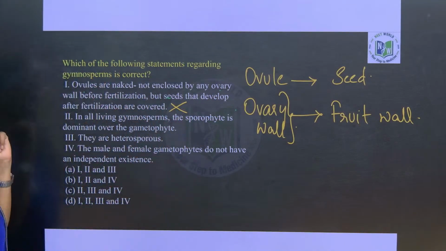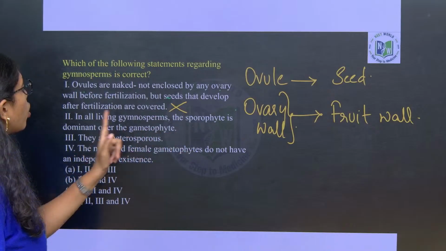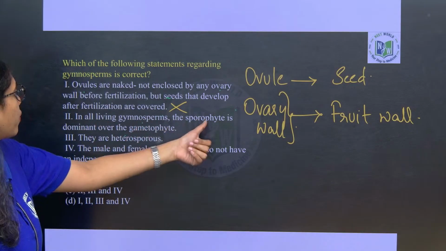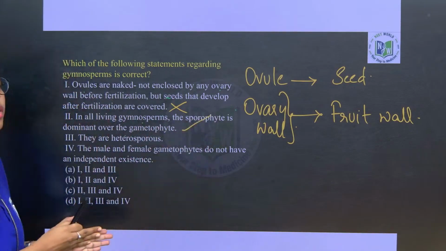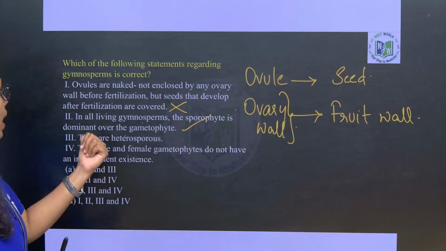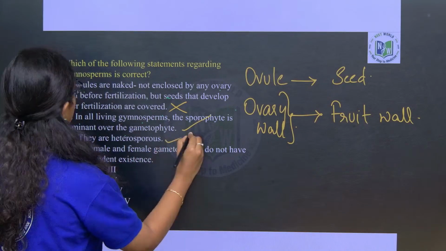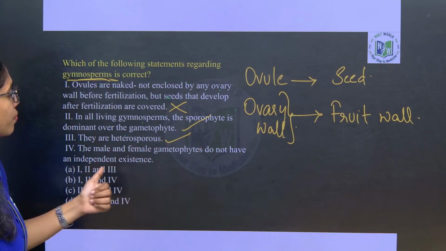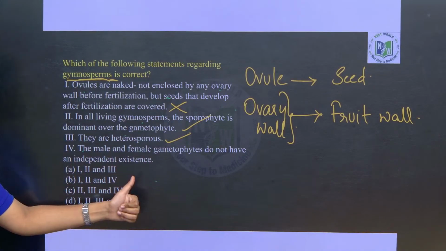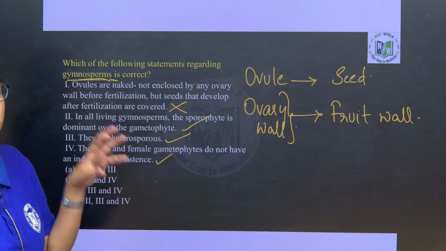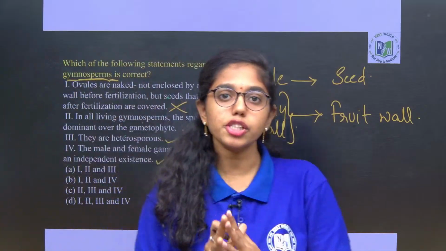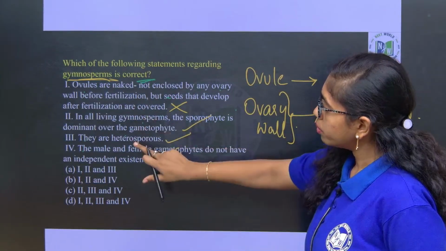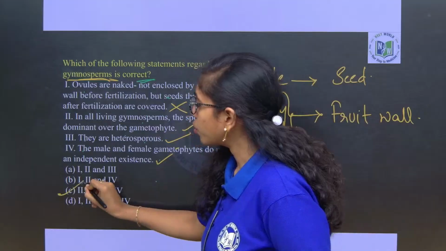So this is wrong. In all the living gymnosperms, the sporophyte is dominant over the gametophyte. True. Same will be the case of angiosperms also. They are heterosporous. Of course, it is correct with respect to gymnosperms, all are heterosporous. The male and female gametophytes do not have independent existence. Correct, because the gametophyte here is dependent on the sporophyte. So here what are the correct statements, beta? 2, 3 and 4. So we have to go with option C.